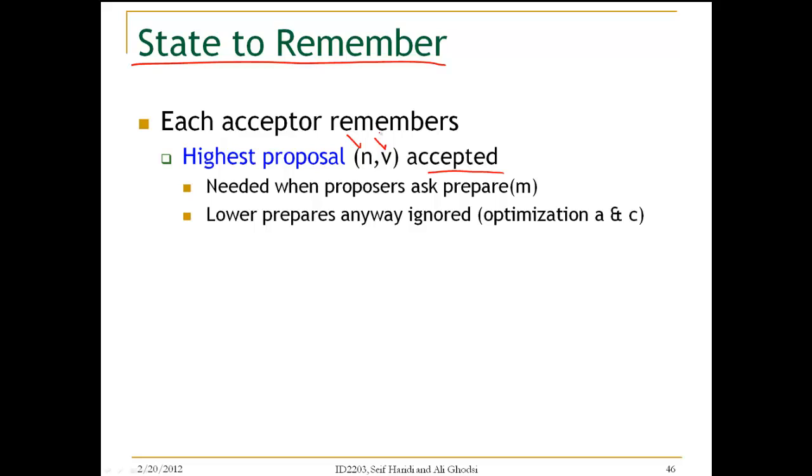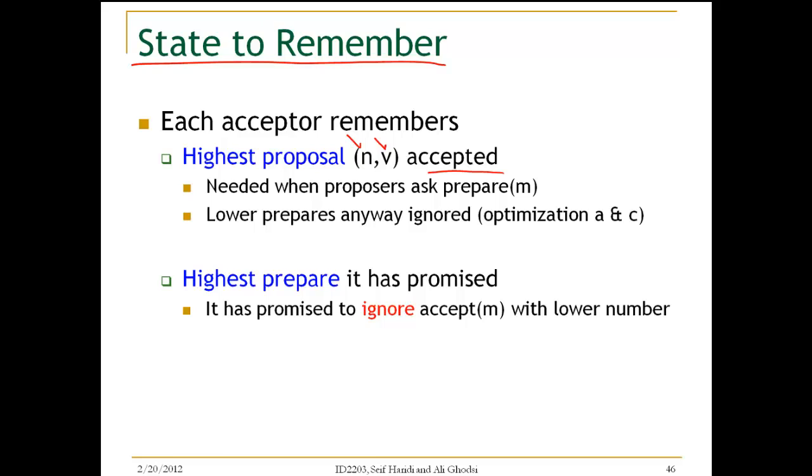In any case, this is the highest proposal it has accepted. This is important, of course, to return the value to the learners. And then it also has to remember the highest prepare it has promised. It has to remember its promise: to ignore a number of accept messages up to a certain number M. So it has promised to ignore accept M with a lower ballot number or proposal number. These are the 2 things it has to remember: the highest proposal and the promise number.